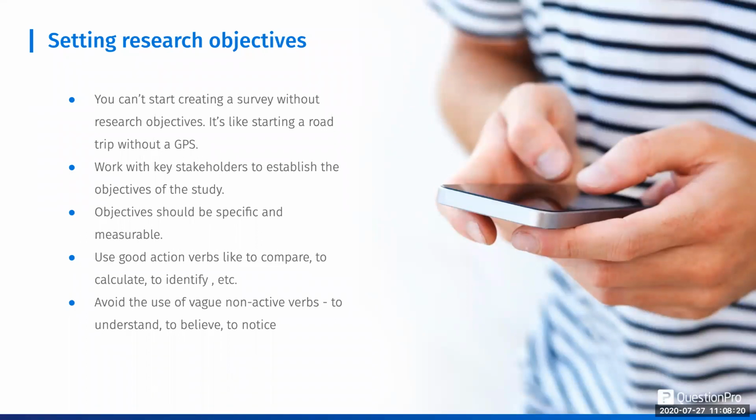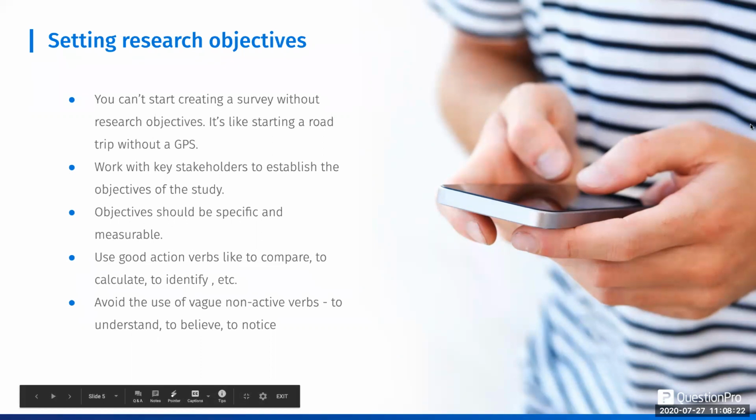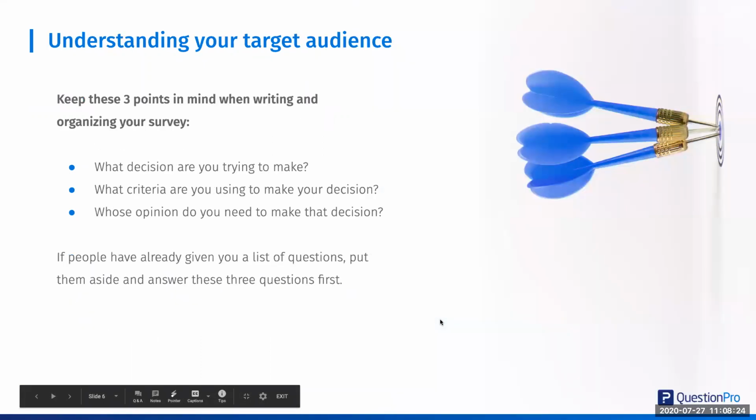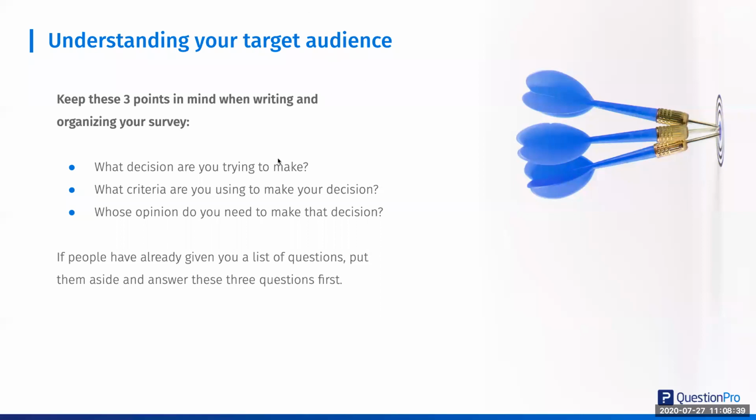So definitely start with the objectives even before you get into realizing what survey questions you want to ask. And keep these 3 points in mind when writing and organizing your survey. So what decisions are you trying to make? What criteria are you using to make your decisions? And then whose opinion do you need to make that decision?